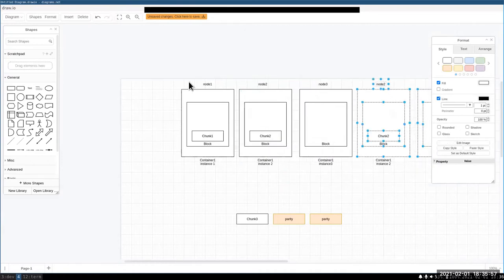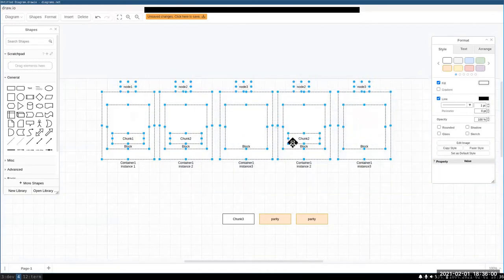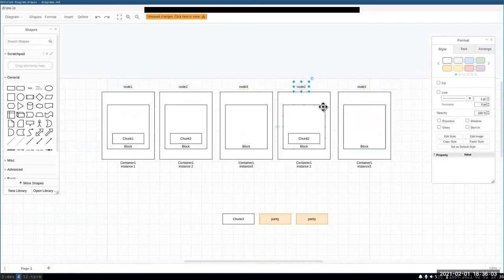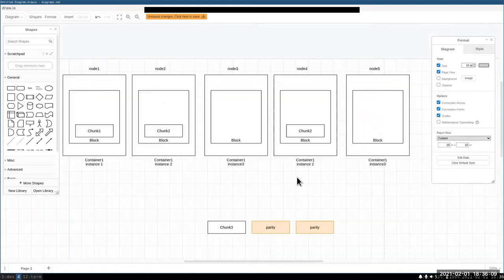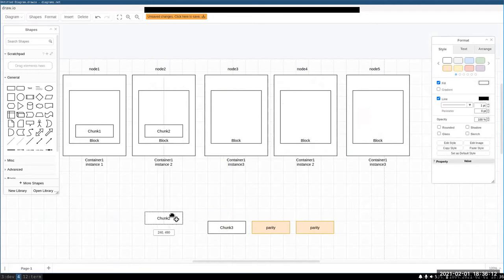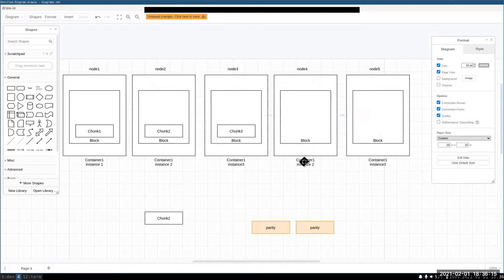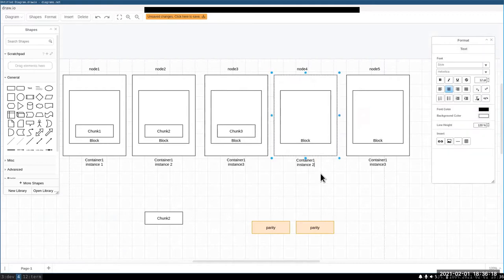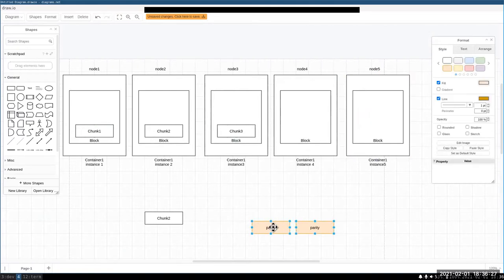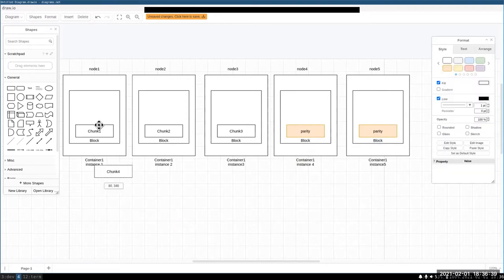So let me create more instances. Okay, so it's node 4, node 5. This is chunk 3, and I have container instances 4 and 5. This is Erasure Coding 3-2, which means that I have three data chunks, and for each set of three chunks, I'm creating two parity blocks. Yes, something like this. And the next chunk can be uploaded to here.